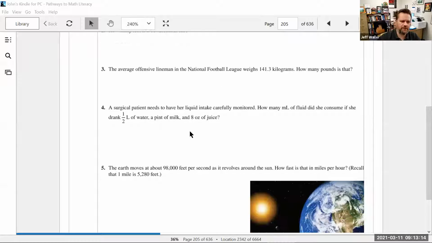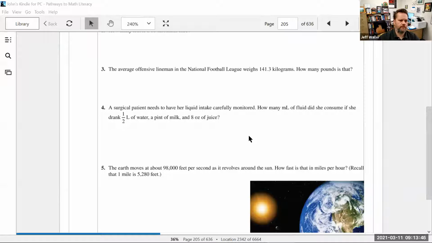So what's up, Trisha? What are you stuck on? Number 4 on 2.4? Okay. Let's see. Oh yeah, this is a good one. A surgical patient needs to have her liquid intake carefully monitored. How many milliliters of fluid did she consume if she drank half a liter of water, a pint of milk, and 8 ounces of juice? They want to know how many milliliters of fluid total. So what do I have to do with each of these? Convert each one and then add them up.